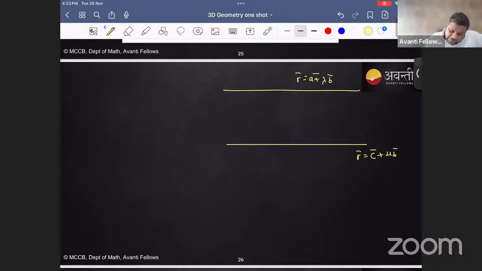Now I want to find this distance. This is the shortest distance between these two. Now see, there is a point A, that is vector A. There is a point C, that is vector C. Now you can find this joint AC. Vector AC will be C minus A. Got it? Now let us assume this vector is making angle theta with the vector B.